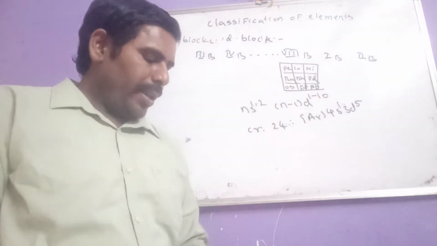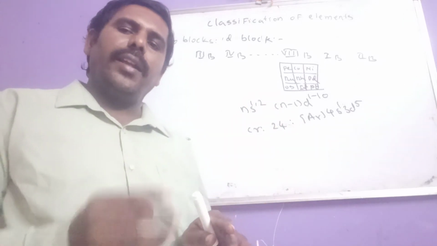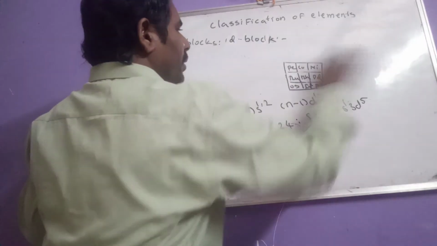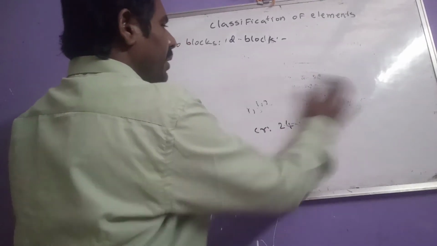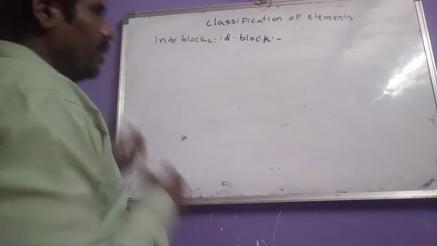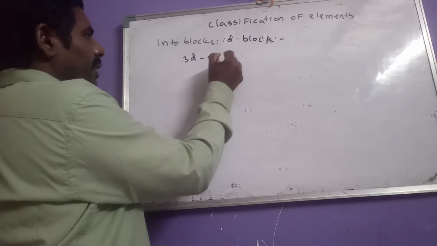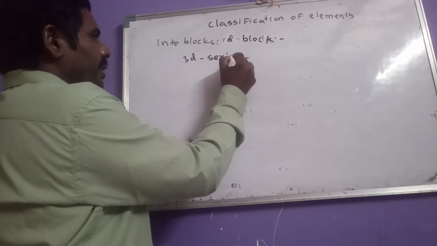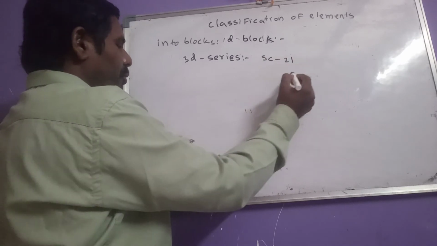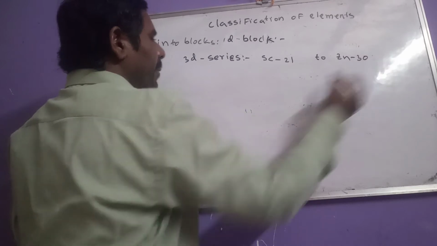And another thing here: d block elements contain 4 series. Let us see what the 4 series present in d block elements are. The first one is the 3d series. It is also called the first transition series. What is the first element? Scandium 21. The last element is zinc 30.